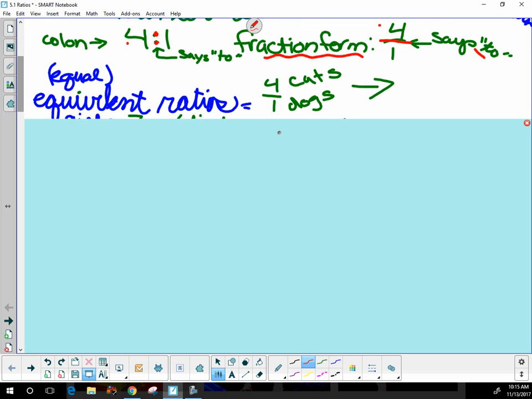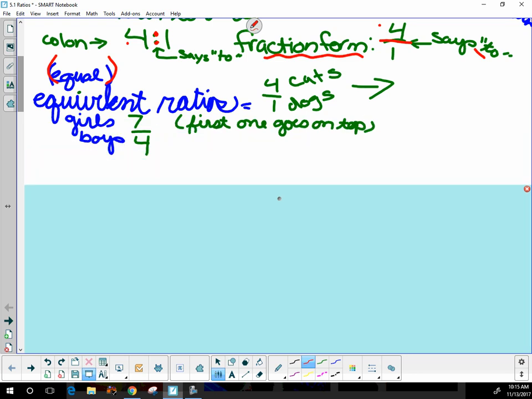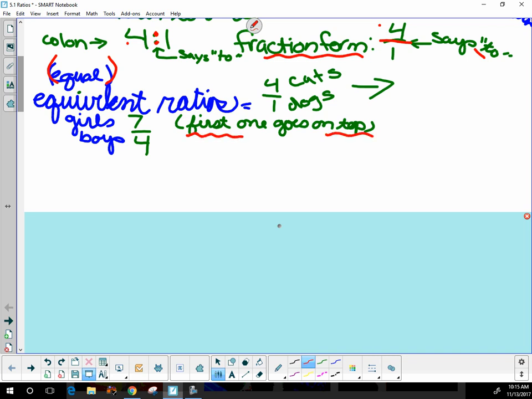One idea we're going to talk about is equivalent ratios. And we all know the word equivalent, like it says up on top in parentheses. Equivalent means equal. So if in a classroom I had 7 girls and 4 boys, notice the one I mentioned first goes on top, just like anything else we've done.